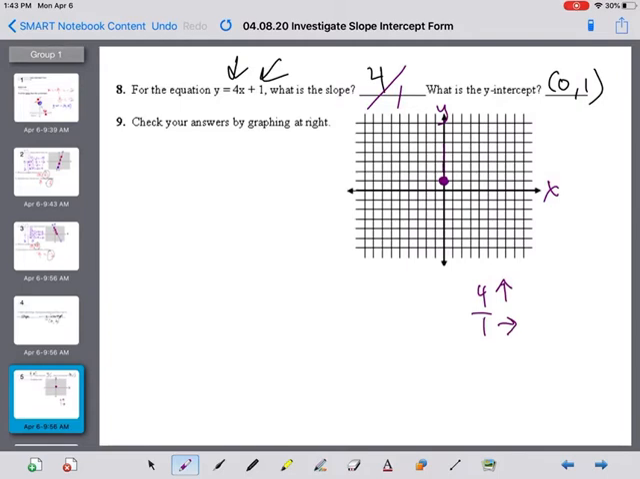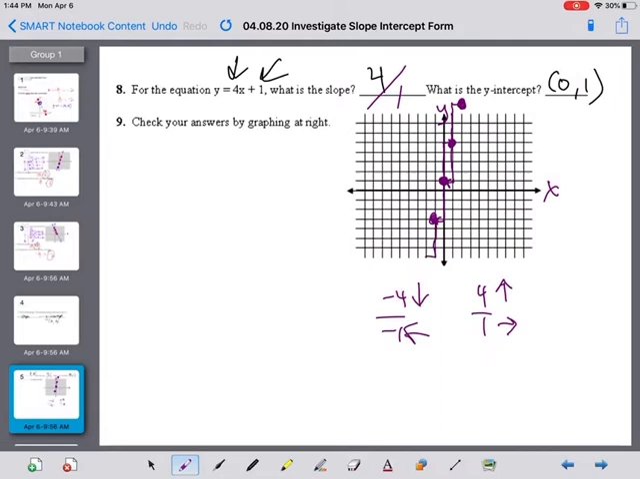So up 4, 1, 2, 3, 4, to the right 1. Puts you at a new point. Up 4, it goes off the page a little bit, to the right 1. Now, the other way, isn't 4 over 1 equivalent to negative 4 over negative 1? So you could also go down 4, left 1. Down 4, left 1. It should form a line.